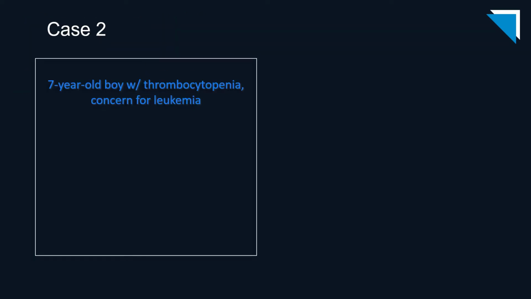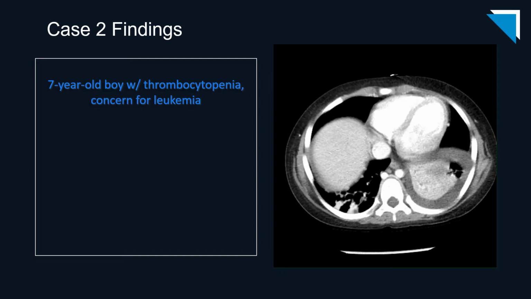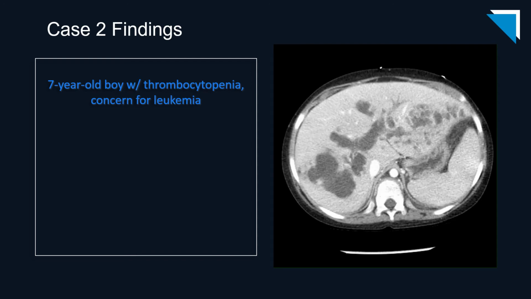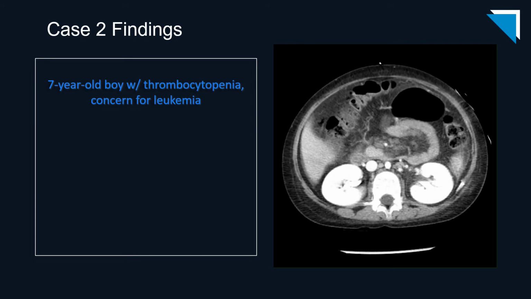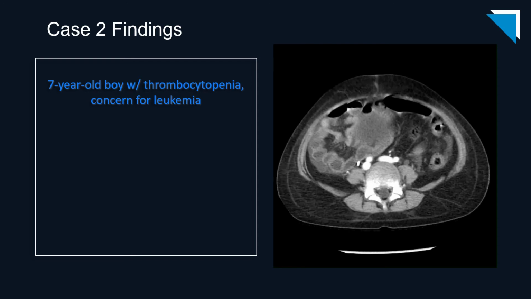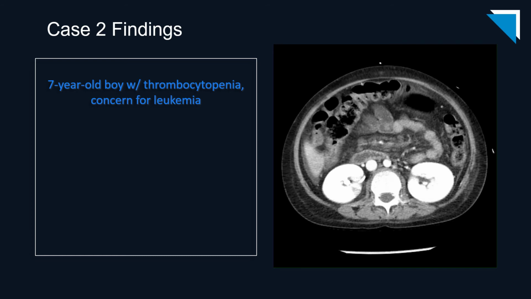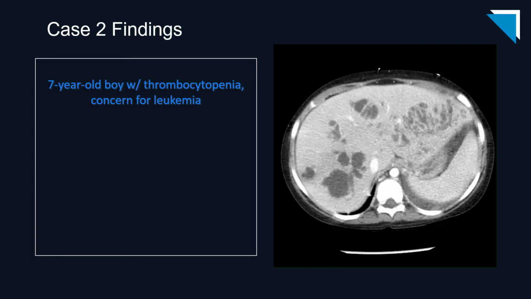Our next case is a 7-year-old boy with thrombocytopenia and concern for leukemia. These are the axial images from a contrast-enhanced CT scan of the abdomen and pelvis. This too is not an eye test. There are obvious abnormalities in the liver. There are some other findings here, some mild bowel wall thickening, a little bit of ascites, some lymphadenopathy. And I'm sure you saw the findings at the lung bases, but focus on the liver here.